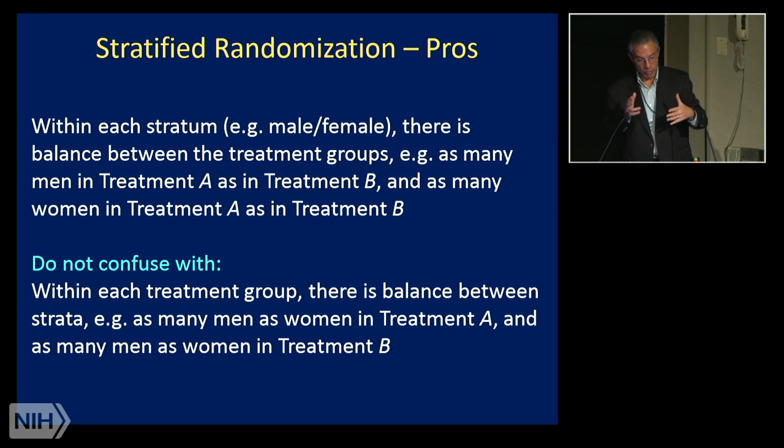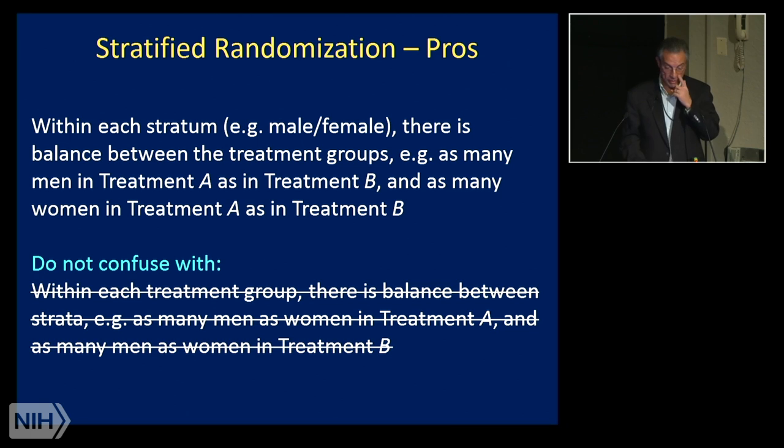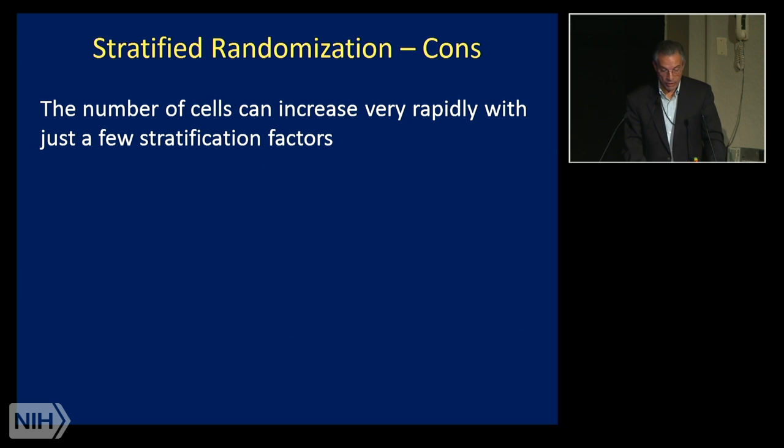So if you got this, it's wonderful. If you haven't, just read it a couple of times and it will make sense. So we are not doing this. We're doing the top, not the bottom. And we can't do the bottom. We cannot, because we can't force the number of men and women to be equal who come to join the trial. Okay, so stratified randomization.